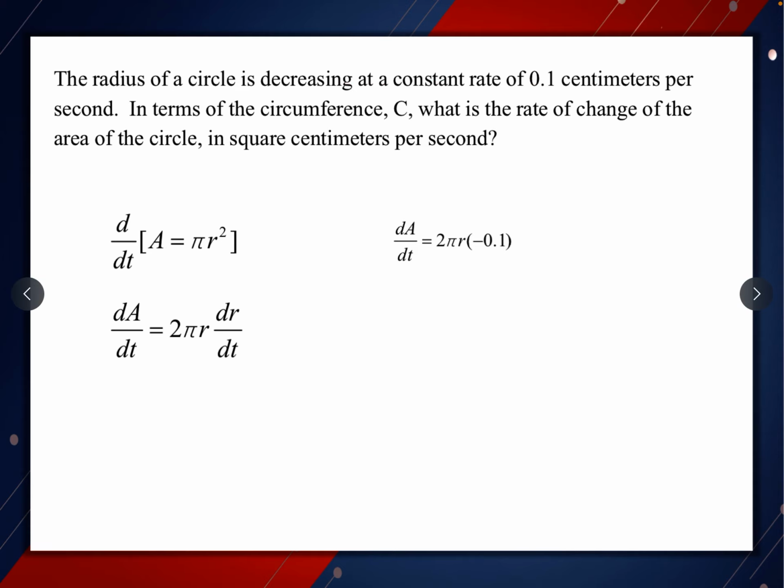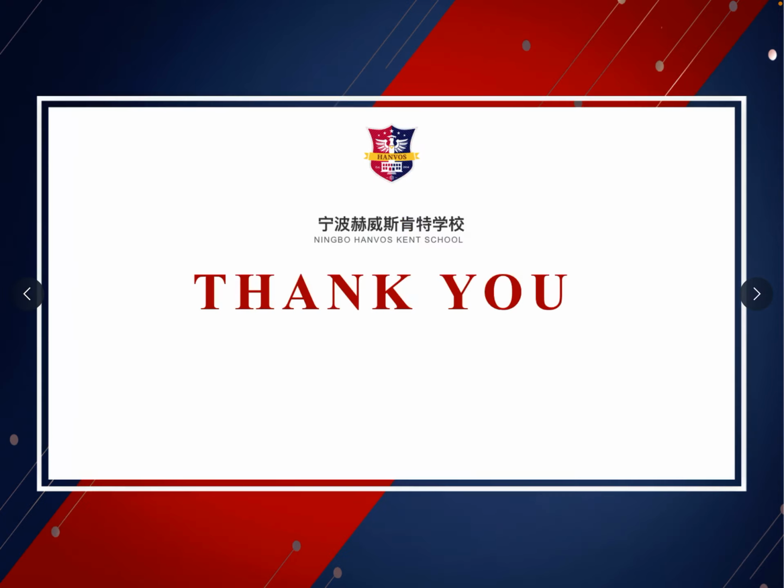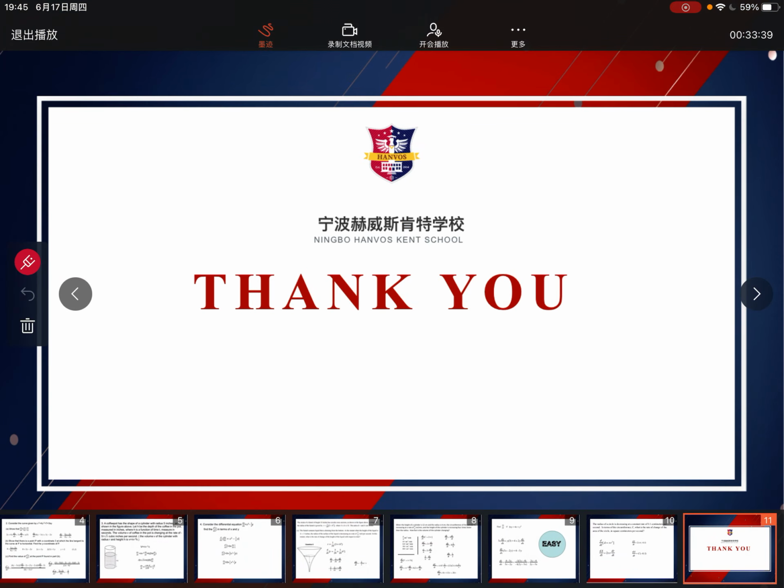We can get dA/dt is equal to 2 pi r dr/dt. And we know dr/dt, so plug it into here. We can finally get dA/dt equal to 2 pi r times negative 0.1. And we know that C is equal to 2 pi r. So dA/dt is equal to C times negative 0.1.